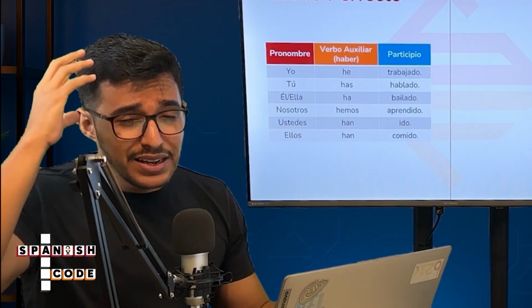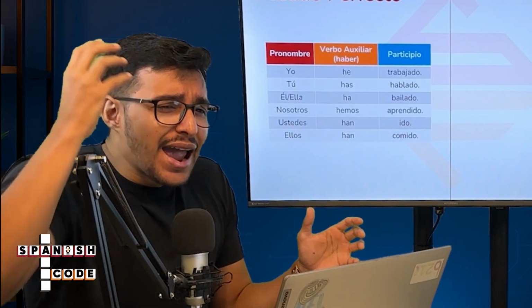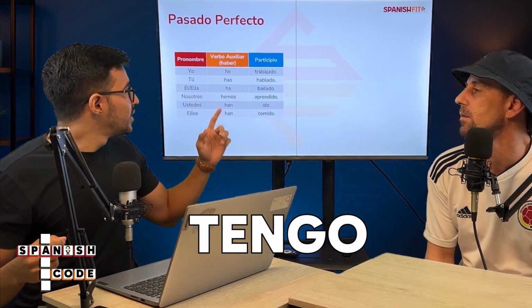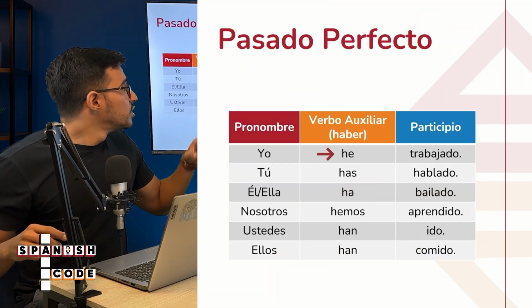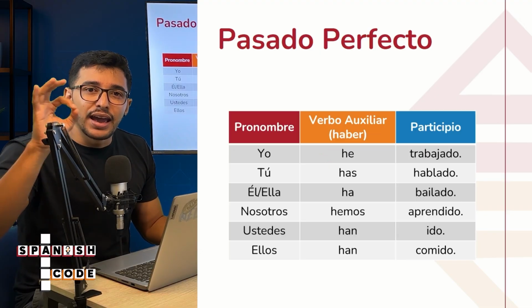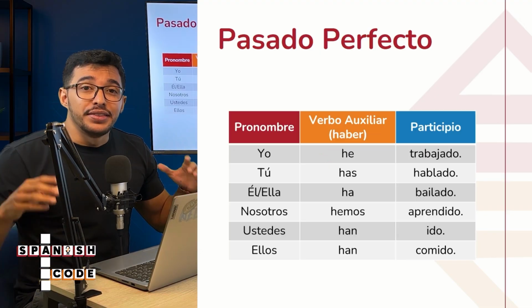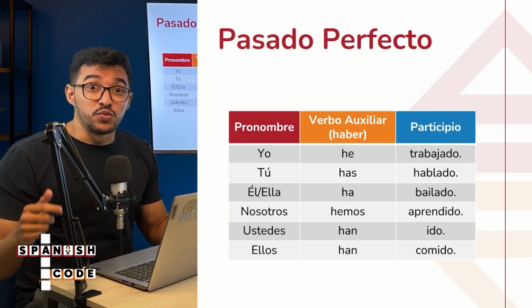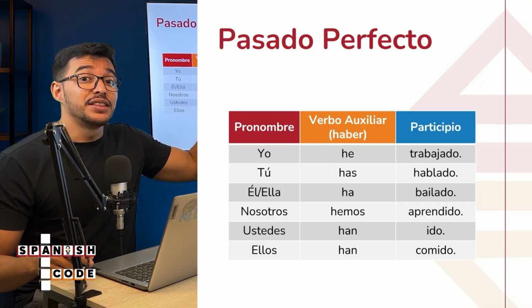Just remember that anytime you think about I have done something, you're not going to be using tengo. You're going to be using he. Only he. Don't say that h. It's only a sound like this. E and then the past participle that we were covering in the last podcast and that you can go and check because we did this. We did the haber and the past participle.